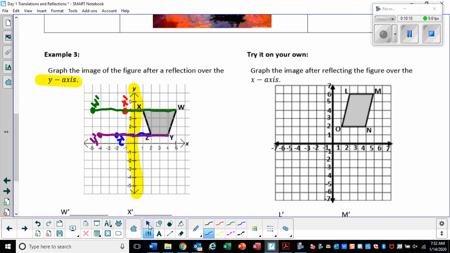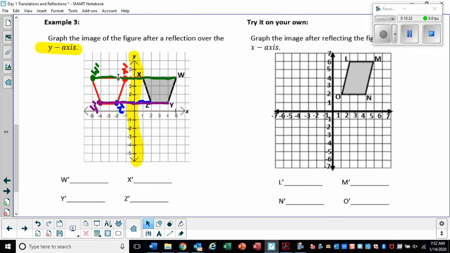Okay, and then I can just go ahead and connect them. Where'd they go? Here we are, and that's my image of the transformation. Okay, and then I just need to write down my points. So W prime is at -5, 4.